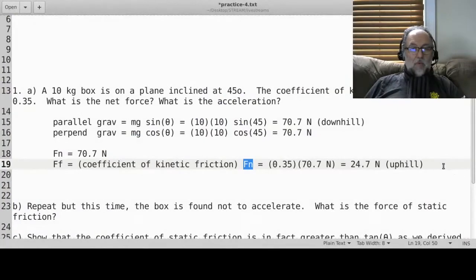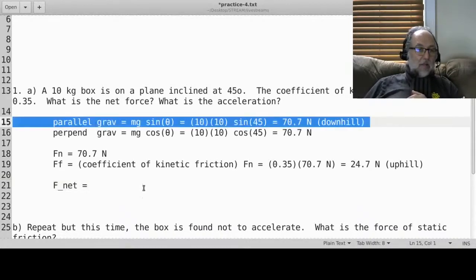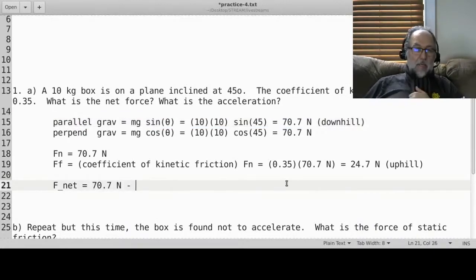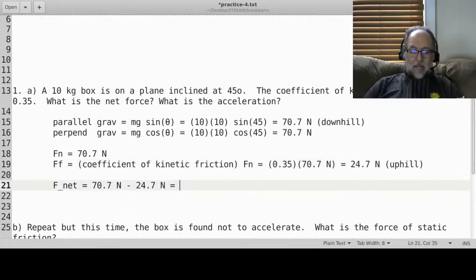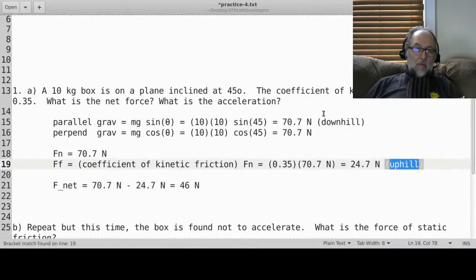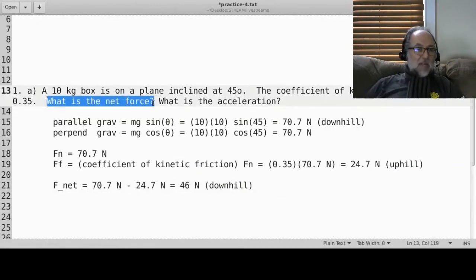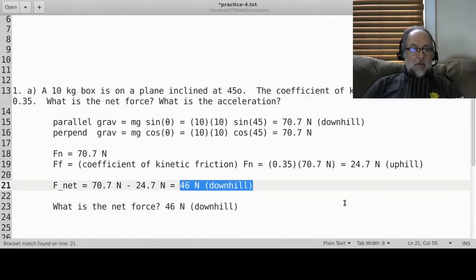Okay, and now we can write in on the next line, F net is equal to, just from the analysis we did, there's parallel gravity downhill, and that's 70.7, minus the frictional force uphill, and that was 24.7 like that, and that works out to be 46 newtons like that. And of course, one's downhill, one's uphill, but the downhill wins, and so the overall is downhill like that. Okay, so there you go. Did we answer the question? What is the net force? Yeah, we did. The net force is 46 newtons downhill. Okay.